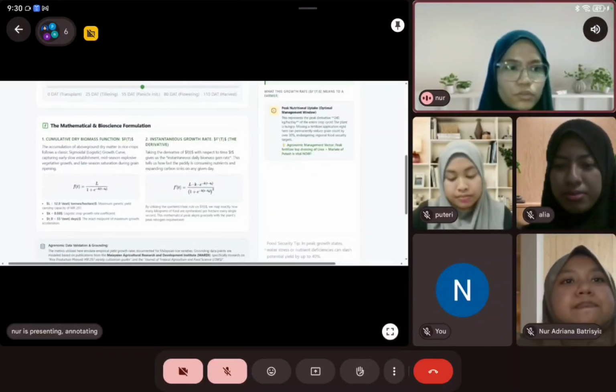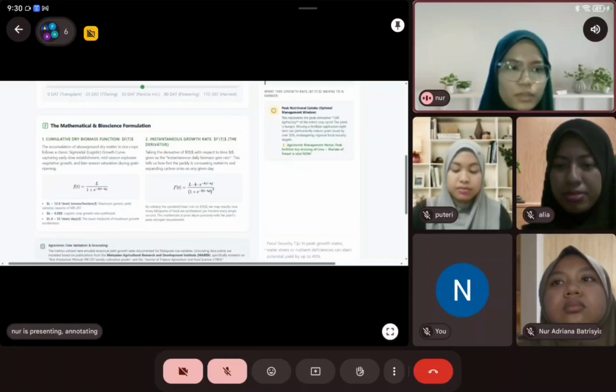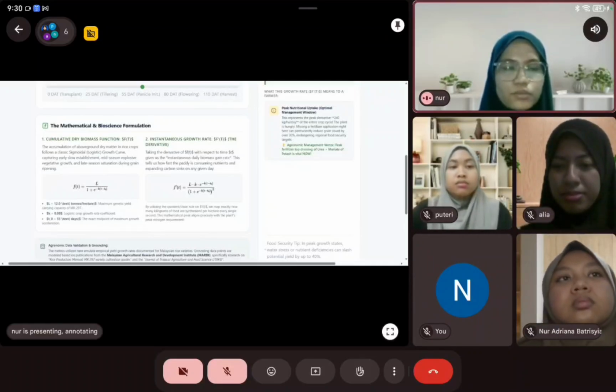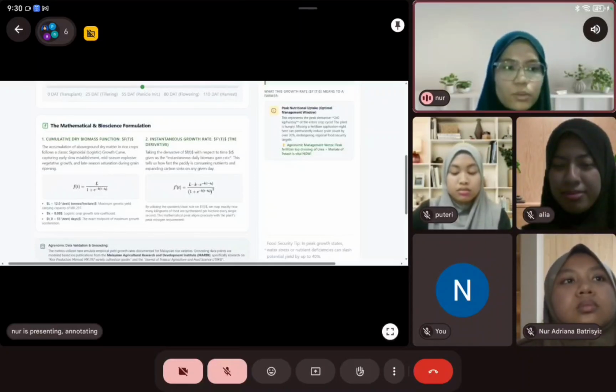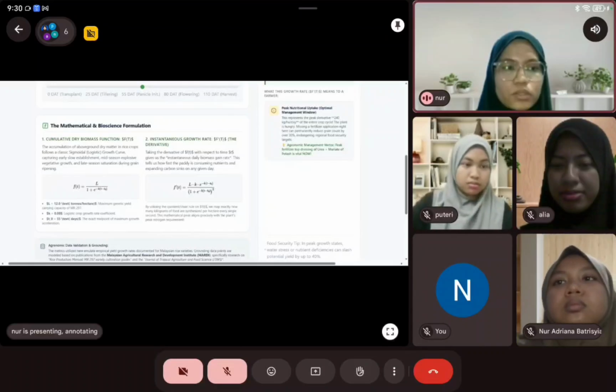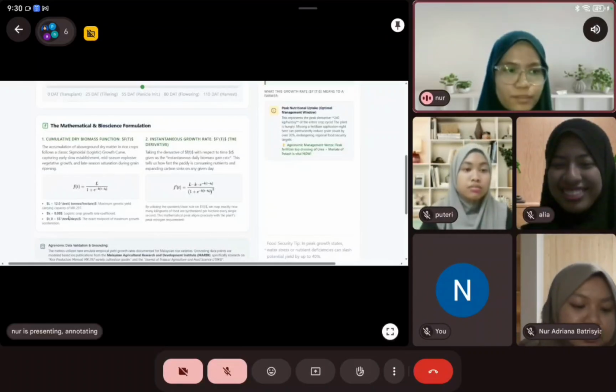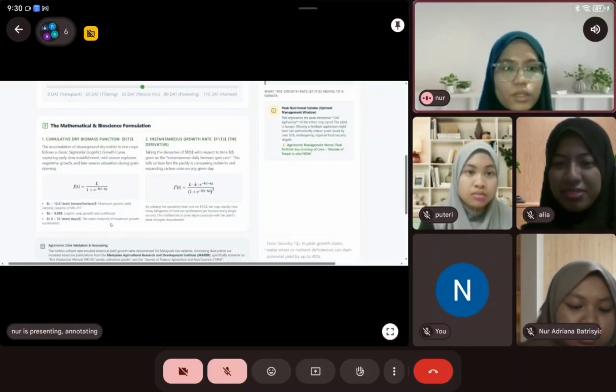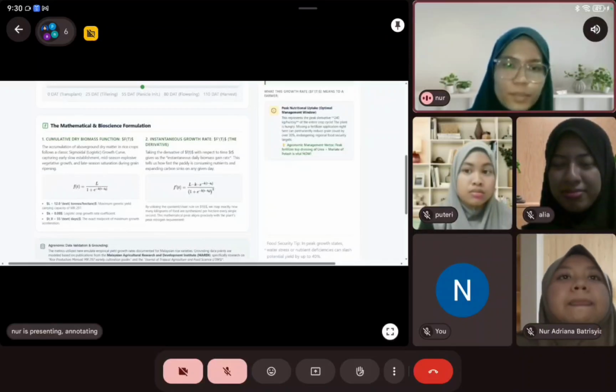First, 12.0 tonnes per hectare. This is the maximum genetic yield capacity for the MR297 variety. It basically cannot grow past this point. Second, we have the growth rate coefficient, which is 0.08. And third, day 55. This is the exact midpoint where the crop experiences its fastest growth acceleration.